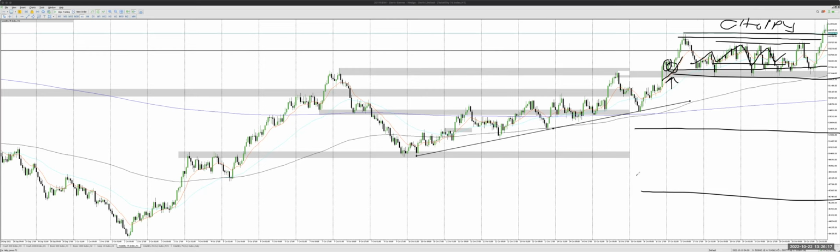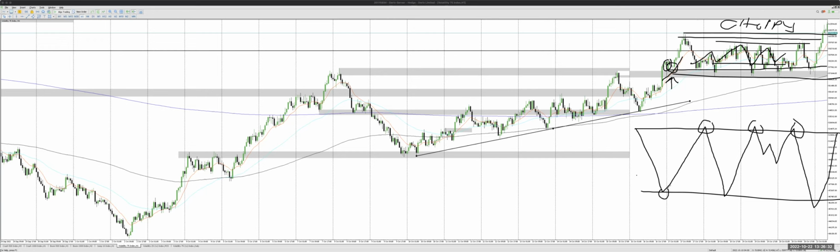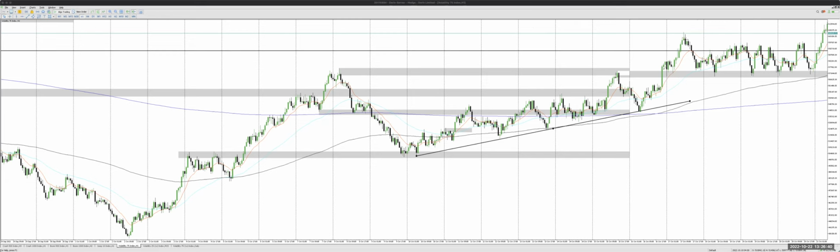Then there's a ranging market whereby price will be giving equal lows, equal highs. Sometimes they might do this. Okay. So all you do is you aim to sell from these areas. You aim to buy from these areas. You don't take anything inside here. Okay. So these are the different types of markets expressed on one chart.